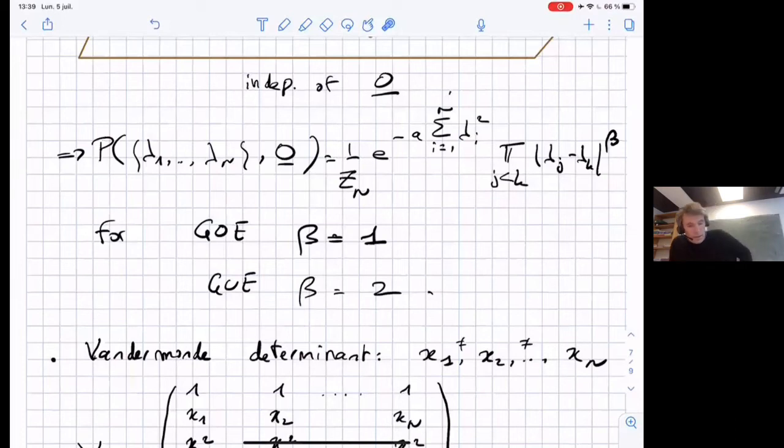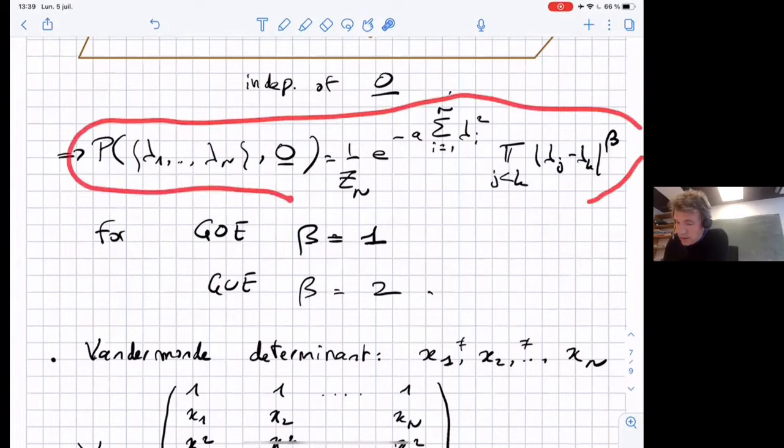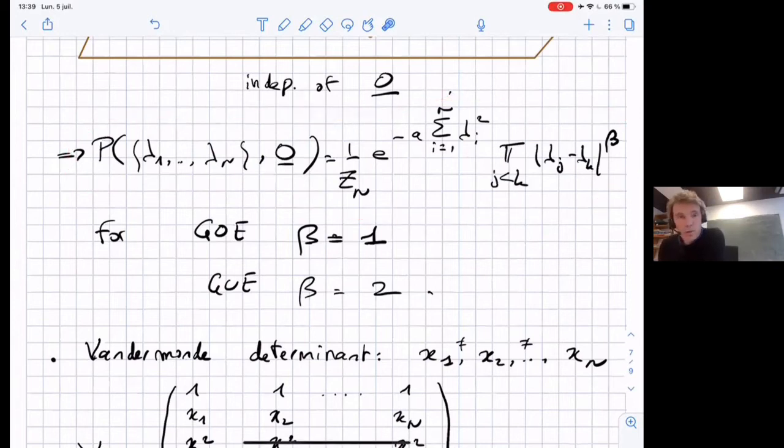Okay, so it's quite nice. We would like to understand this measure here, and that's what we are going to do following Dyson. In a minute, we would like to understand a little bit better what is the meaning of this. Is there any nice physical interpretation behind this?